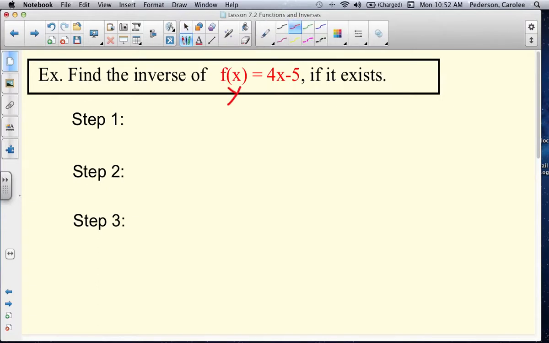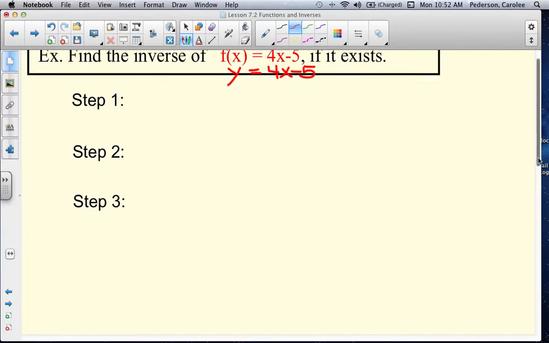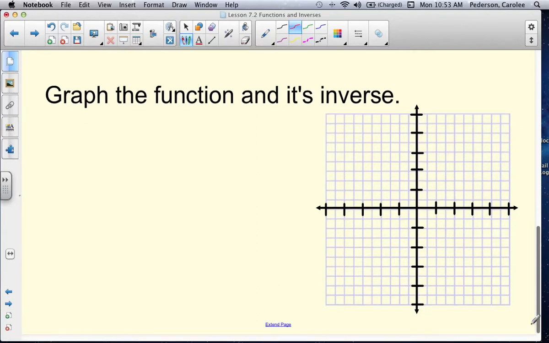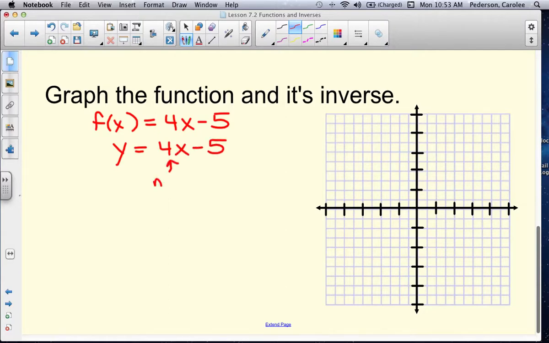So if I replace y with that f of x that we had up there, you'll notice that this is a line. So let's take a moment down below and graph this line. The line is y equals 4x minus 5. So its original function is 4x minus 5, and I just replaced it with y. This is what we call slope-intercept form. It's been a little while since we've done this. So this represents the slope, which is 4 over 1, and this represents my y-intercept of negative 5.